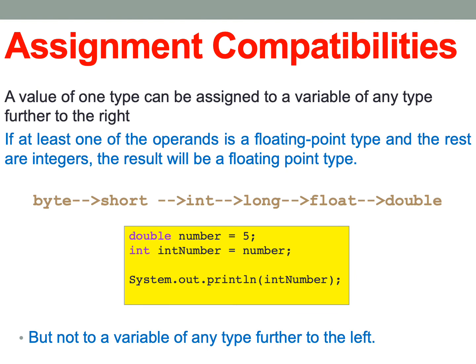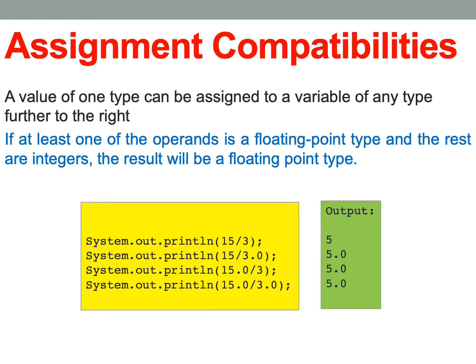Variable of any type cannot be assigned to the type further to the left. Left to right data type is okay, but not from right to the left data types. Say that we have this code. We have double number equal to 5, int number equal to number, and then we have system.out.println int number. If we compile it, it will give an error that says incompatible types, possible lossy conversion from double to int. We will look into how to do it, which is from double to int, for example, in the next part, which is on data conversion.